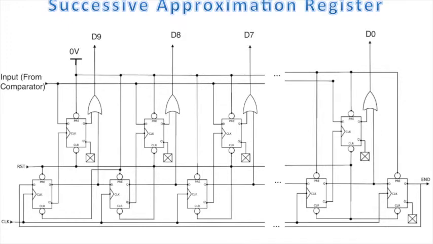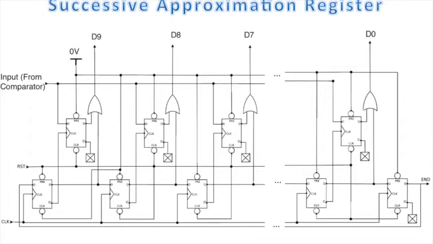Now let's look at the SAR with logic. The input of the SAR is from the comparator. The first output of the SAR is 1000. After it goes through the DAC and comparator, it will give us either 1 when input is greater than the DAC output, or 0 when the input is smaller.